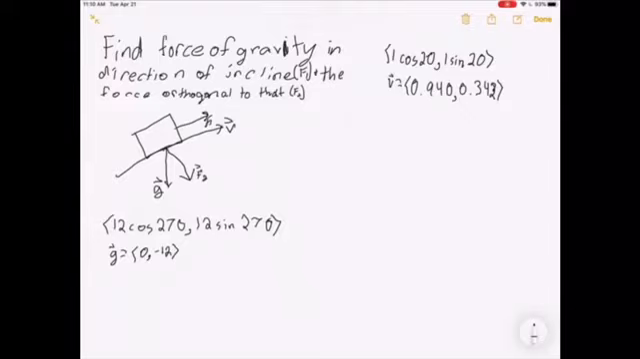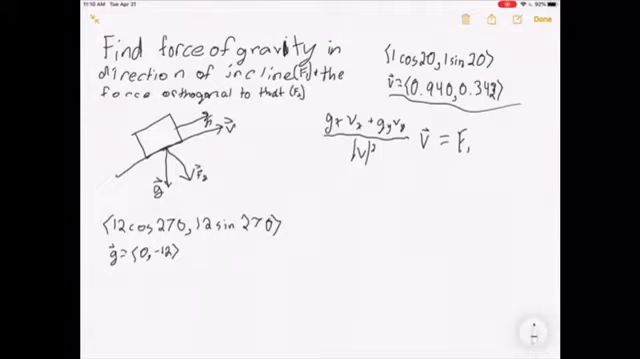Now that we have both of those, we have to find the projection with this equation. G x Vx plus Gy Vy, all of that is over V squared. And then at the end, you multiply it by the V up here. All of that is equal to our first answer, F1, or the force of gravity in the direction of the incline.